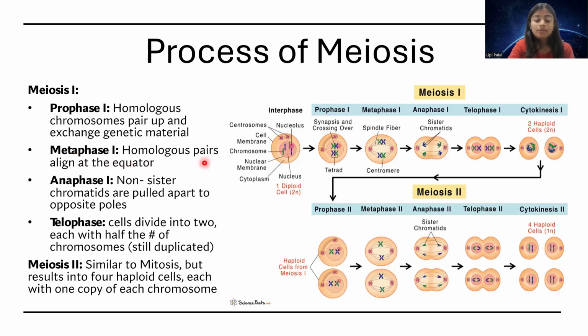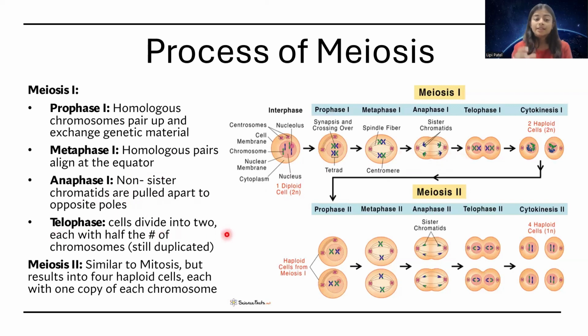Metaphase 1 is when the homologous pairs align themselves at the equator. Same thing happening, they are aligned at the equator. Anaphase 1, non-sister chromatids are pulled apart to opposite poles. In mitosis, it was the sister chromatids, and in meiosis, it is non-sister chromatids. It is the opposite colors that are being pulled apart.